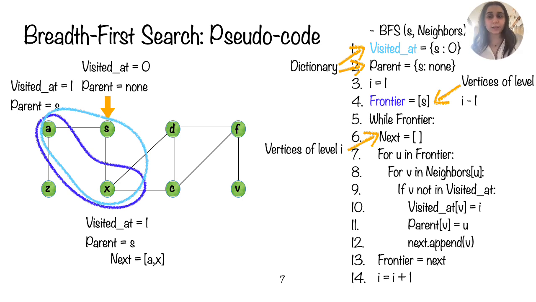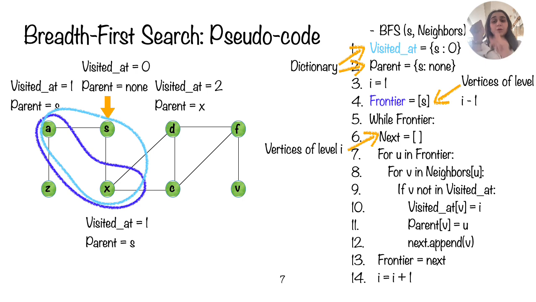So again, for the next part, what is my frontier? Is it empty? No, we have A and X. So we reinitialize next to empty. We say for every vertex in the frontier, you have A, okay? For every vertex in the neighborhood of A, what is the neighborhood of A? Is Z. Oh, sorry, I'm going to start with X. For every vertex in the frontier, what do I have? The vertex X. For every vertex that is a neighbor of X, who do I have as a neighbor? D. Okay, is it visited? No, it's not. I'm going to be visited at 2.